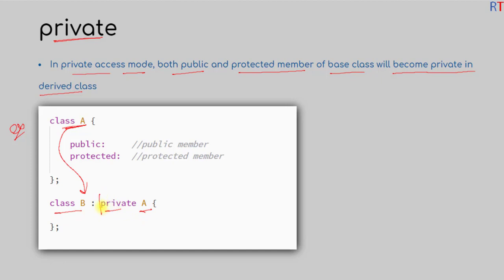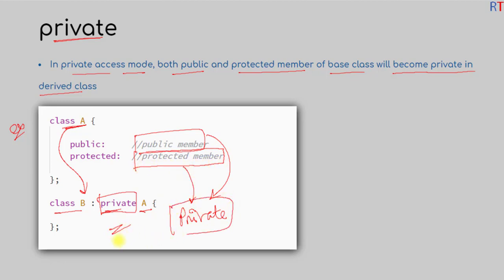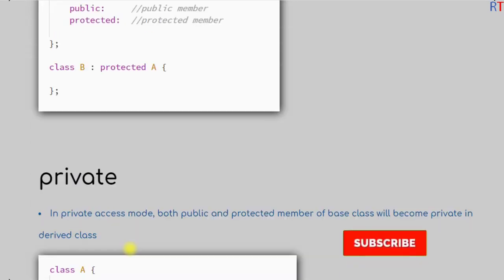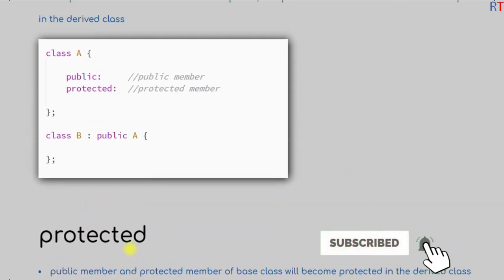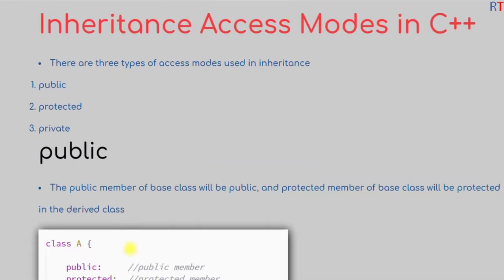So whenever we use the private access mode, then the public member of the parent class will become private and also the protected member of the parent class will become private in the child class. So these are the types of access modes available in C++ inheritance.